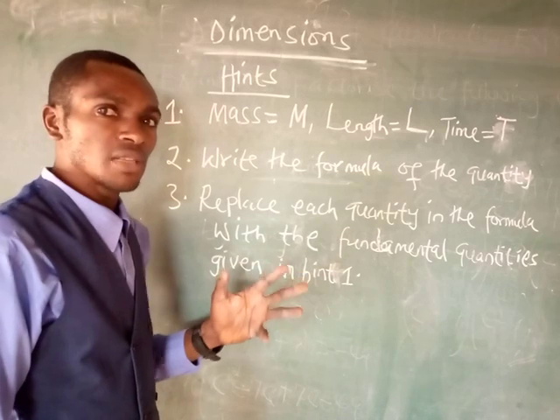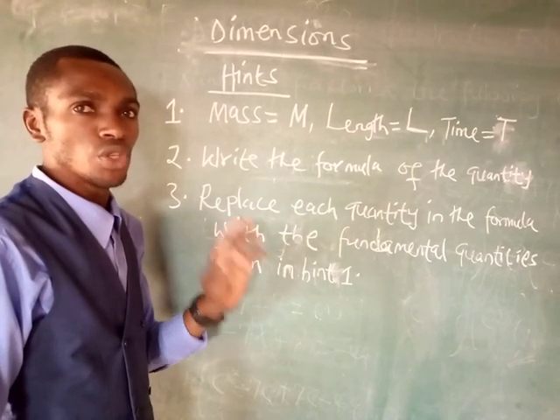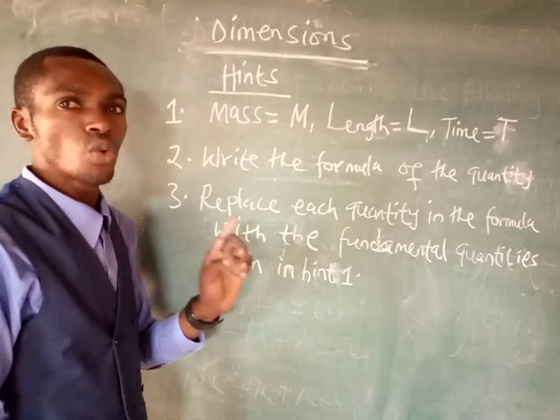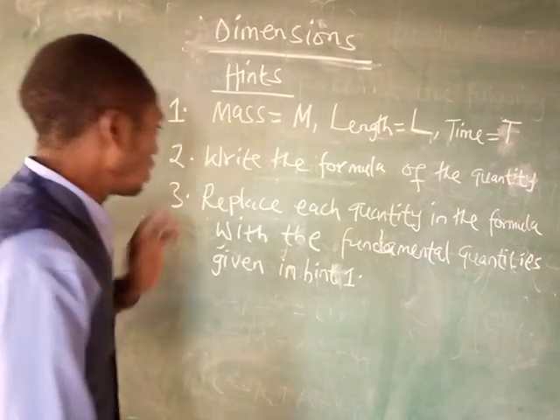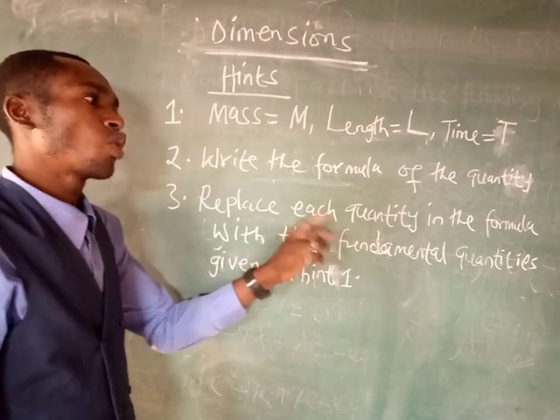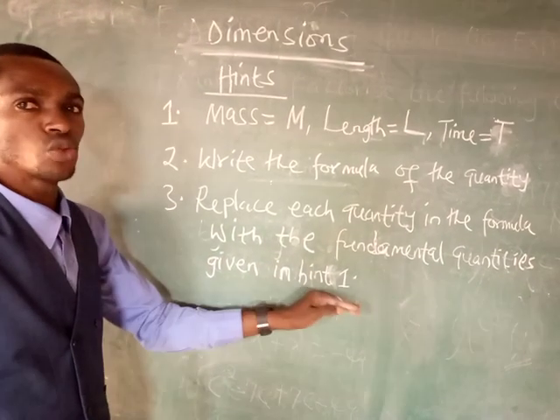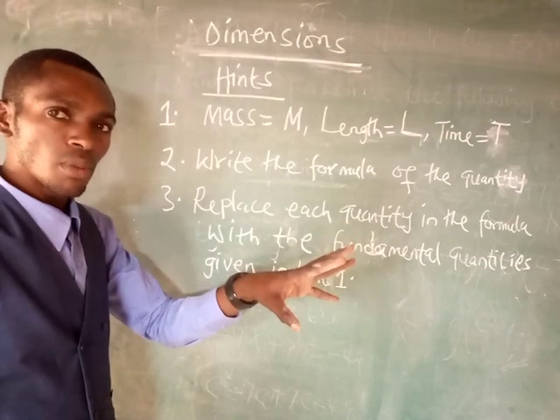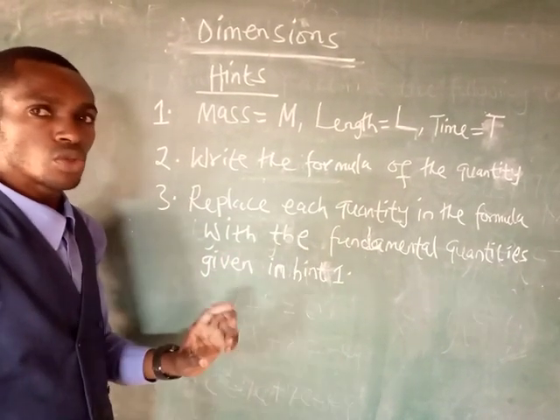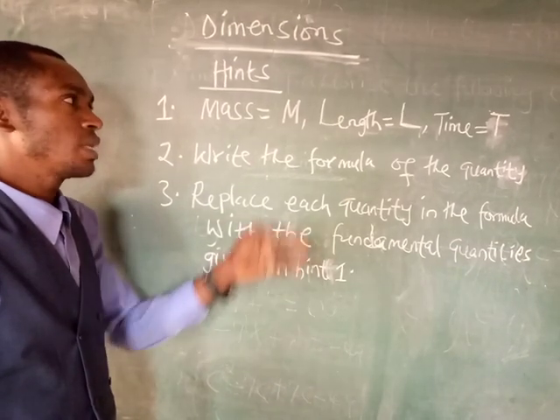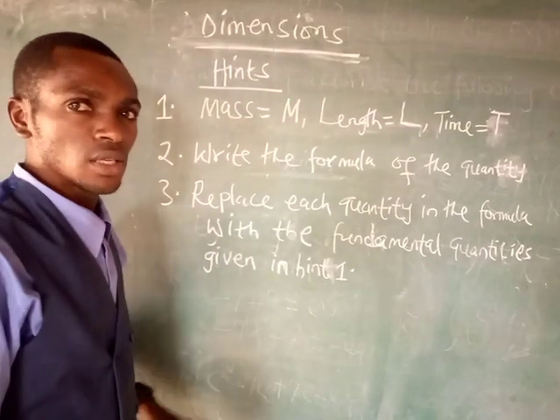Now, if you are asked to write the dimension of any quantity, what you are to do is to write the formula of the quantity. The first thing to do is to write the formula of the quantity. The next thing to do is replace each quantity in the formula with the fundamental quantities given in hint 1. So if you've written the formula, the quantities that are in that formula, what you have to do is to replace them with these 3 fundamental quantities. Now let's see a question.